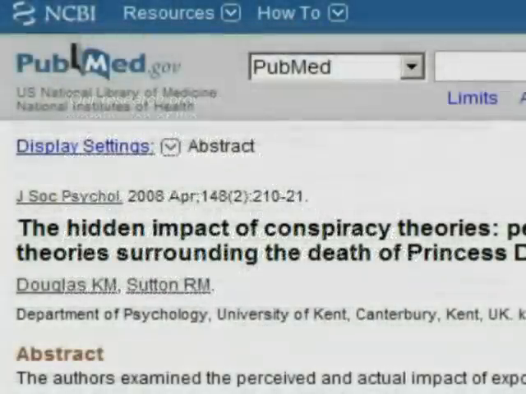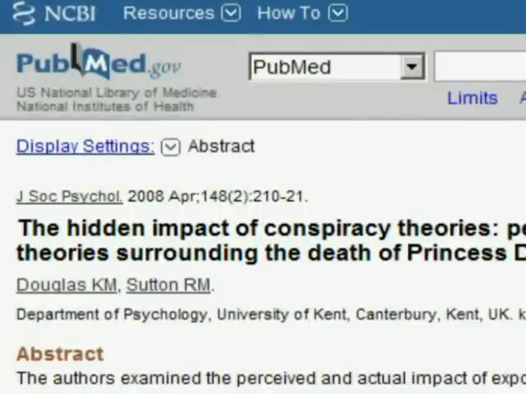This research is being conducted around the authors' personal opinion of the conspiracy theory in question, even though they have not officially taken part in any investigation of Princess Diana's death. Their statements ironically show the hidden impact of personal opinion in their own research.